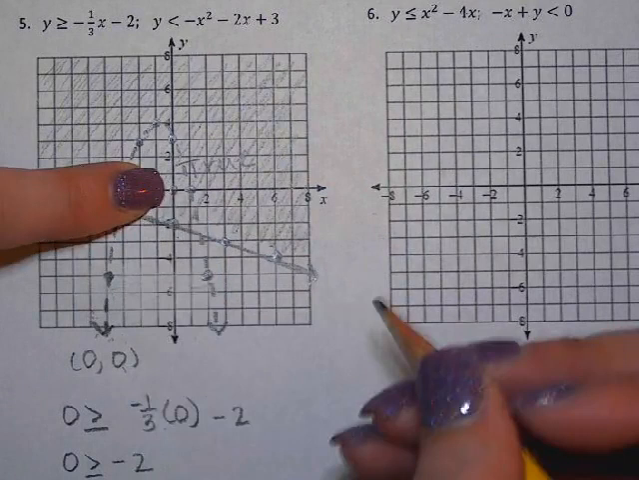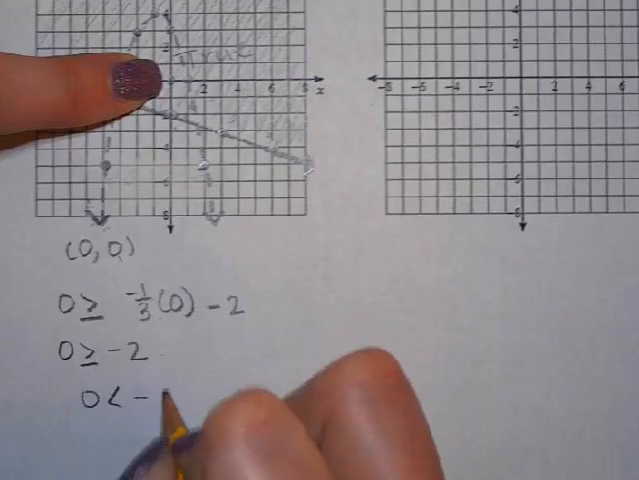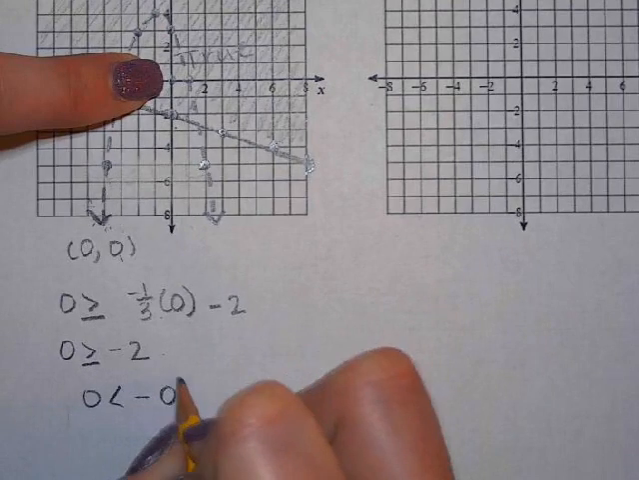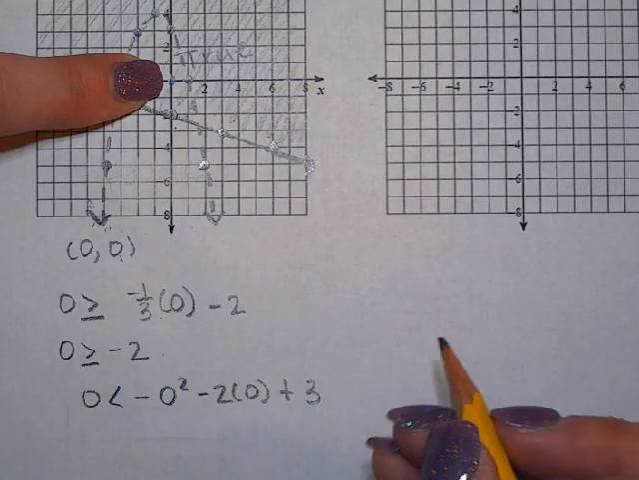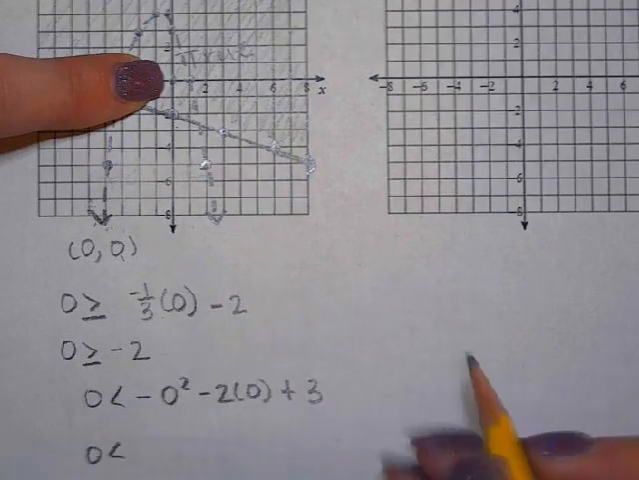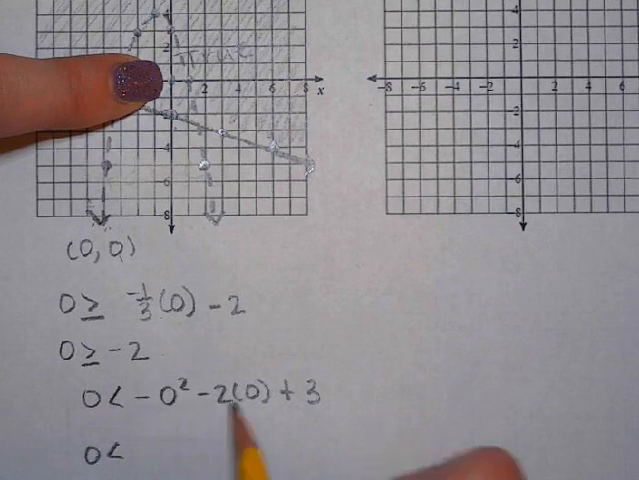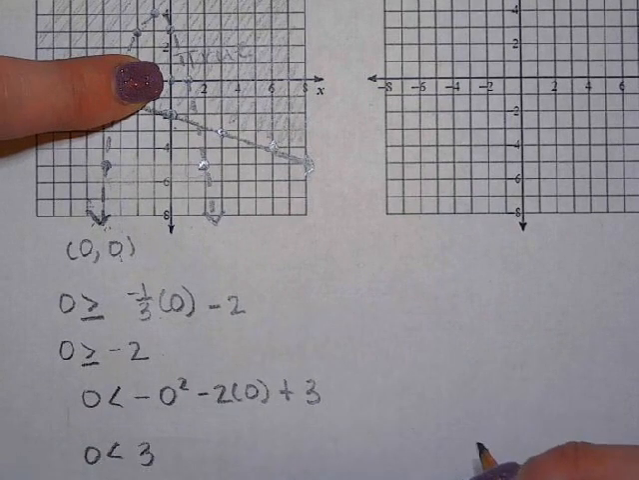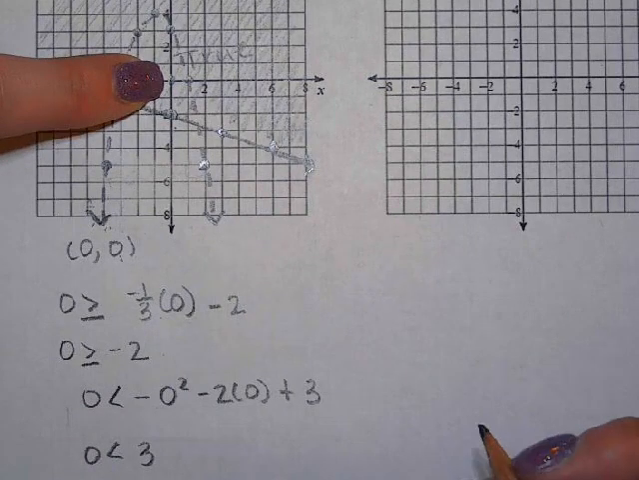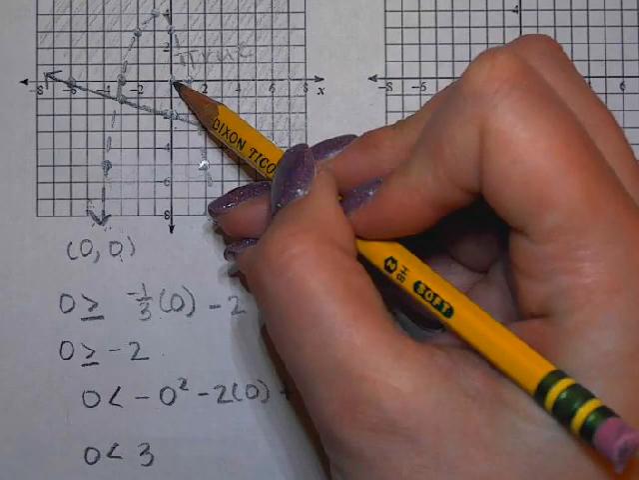I got 0 is less than negative 0 squared minus 2 times 0 plus 3. So 0 is less than 0 minus 0 plus 3. 0 is less than 3. So is that true or false? True. 0 is less than 3. So this point is on the inside of the parabola, and that is true.